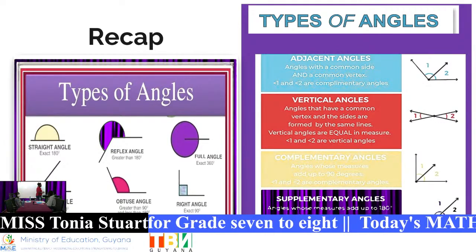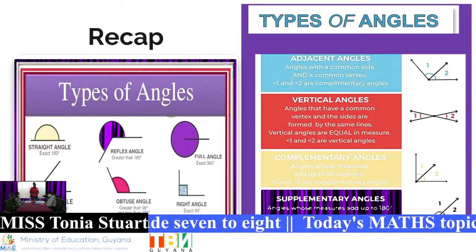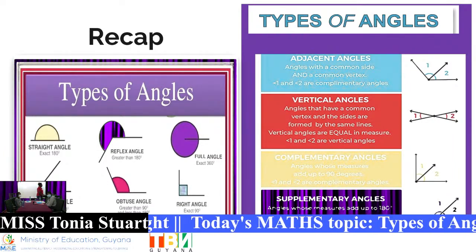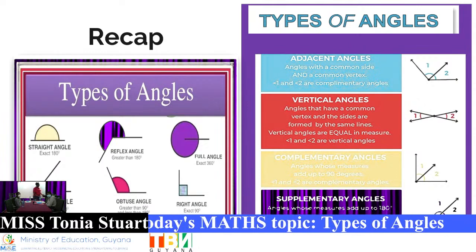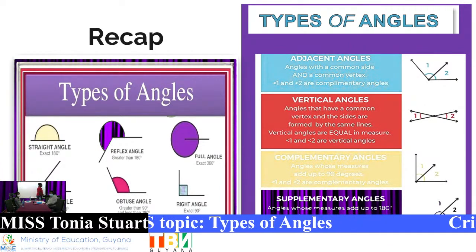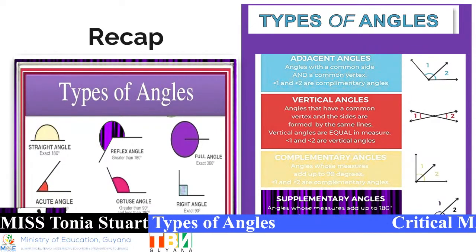Call the first one that we're seeing. Adjacent angle. So the adjacent angles have a common side and a common vertex.